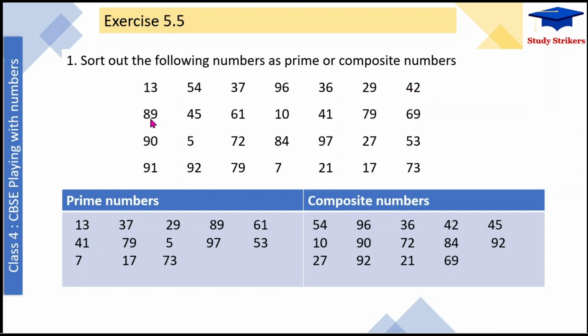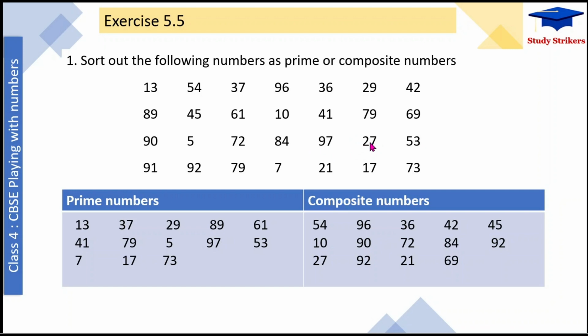89 is a prime number. 45 is a composite number. 61 is a prime number. 10 is a composite number. 41, 79, both numbers are prime numbers. 69 is a composite number. 90 is a composite number. 5 is the prime number. 72, 84, both are composite numbers. 97 is a prime number.